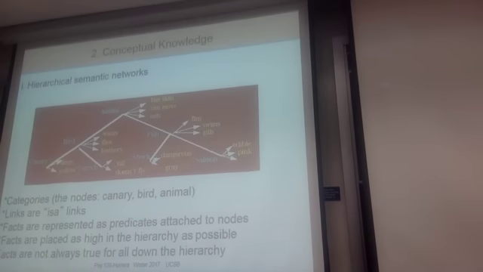And so it is the case, and this is one of the issues with the theory, that facts aren't always true all the way down the hierarchy. So for example, with the ostrich, they don't fly. So you have to store a sub-rule here to remind you that even though it's a bird, it doesn't fly.